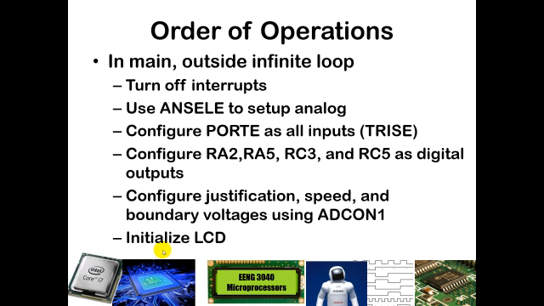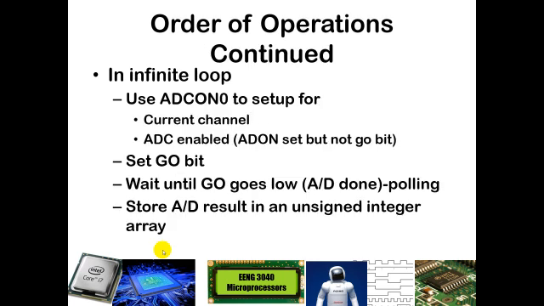Since we need to use the LCD, we need to make sure that we have configured RA2, RA5, RC3, and RC5 as digital outputs. And then we will use the ADCON1 register to program in our write justification. We will program in the sampling rate, and we will program in the boundary voltage being the plus 5 volts from the VDD and the ground signal VSS. Then we will call our LCD initialization function, just like we've done in previous labs, and that will set up our LCD to work for us. That will all be done in a part of main that only needs to run one time. All of those configurations will be done exactly once.